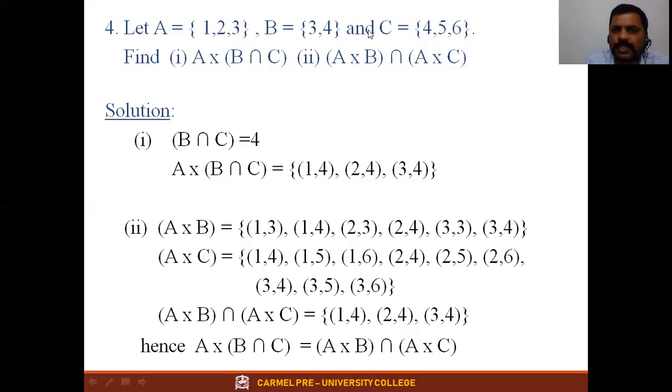What is B intersection C? B intersection C becomes {4}, because this is {3, 4} and this is {4, 5, 6}. The only element which is common is 4. So now we have two sets. One is A, the other one is B intersection C, which we know.